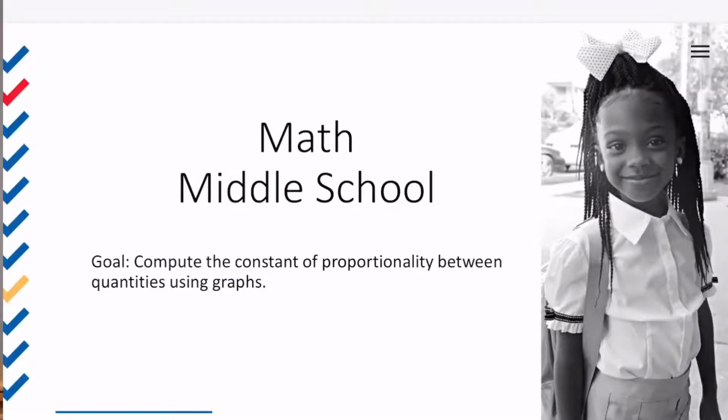Today we're going to go over how to compute constant proportionality between quantities using the values in graphs. What you'll need today is paper and pencil. Okay, take a quick second, let's get ready to learn.